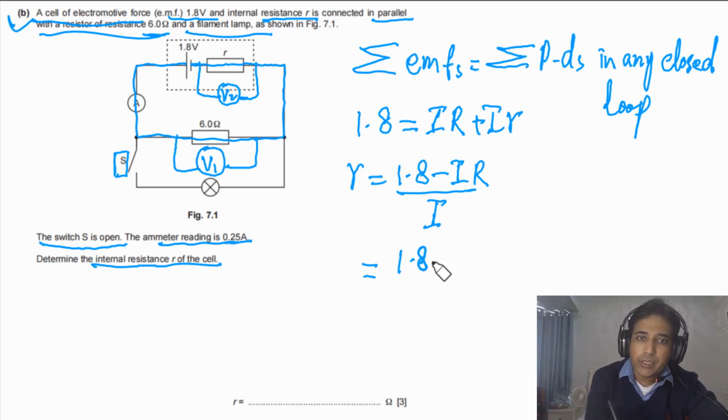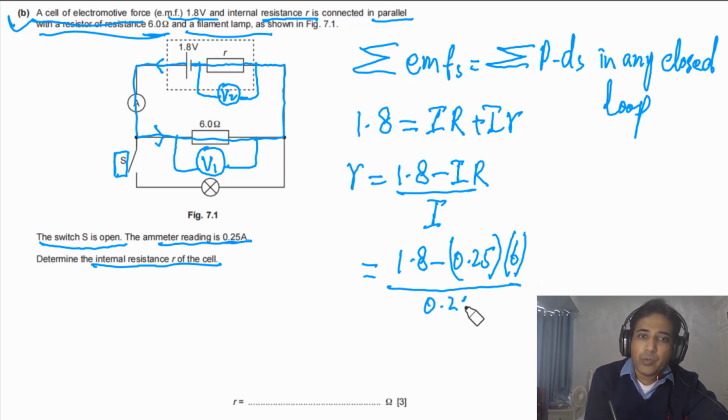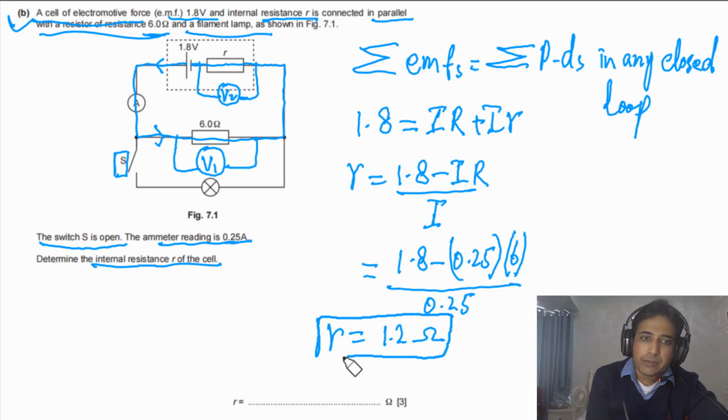So here we have 1.8 minus the value of current, meaning current passing through this resistor, and this resistor is the same, and value of current is 0.25. Why is current the same? Because current coming from this side of the battery will pass through this one and also through this. So current is the same because they are connected in series, and value of current is 0.25 amps, and value of this resistor is 6 ohms, divided by 0.25. So if we solve this one, we will get 1.2 ohm. So this is the value of internal resistance.